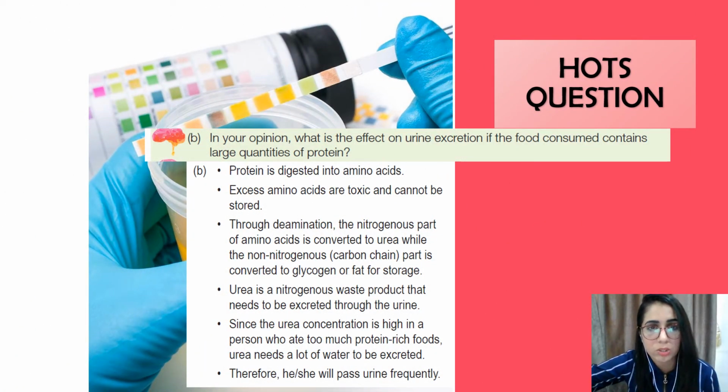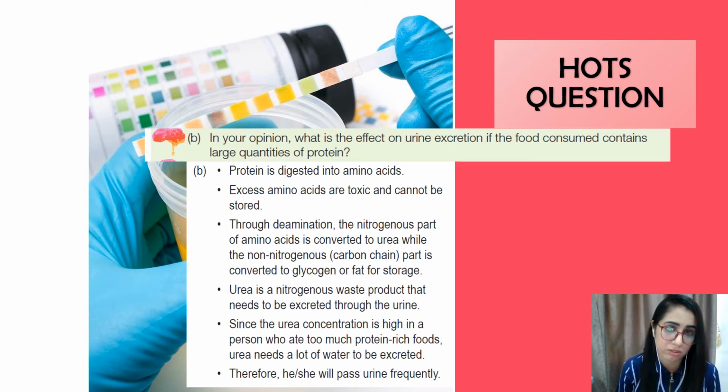Okay, another hot question. Now, in your opinion, what is the effect on urine excretion if food consumed contains large quantities of protein? Okay, so protein is digested into amino acids. Excess amino acids are actually toxic and cannot be stored. Now, through deamination, the nitrogenous part of the amino acid is converted to urea, while the non-nitrogenous or carbon chain part is converted into glycogen or fat for storage.